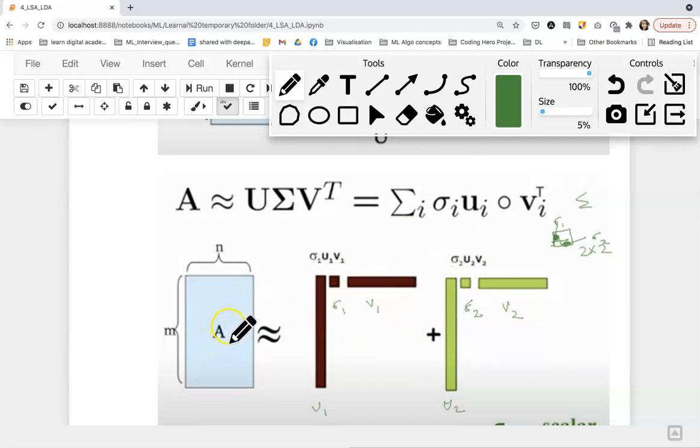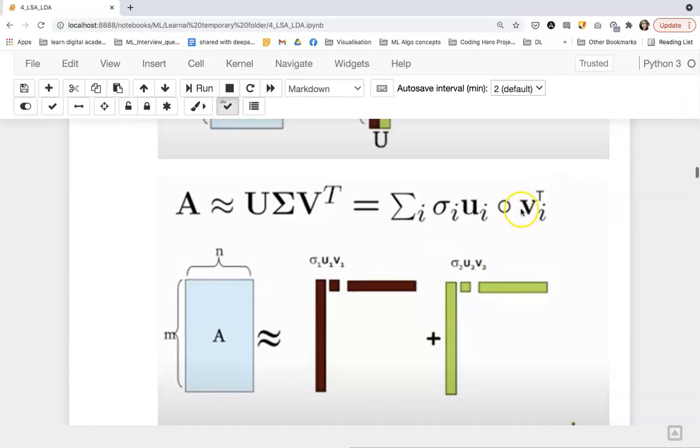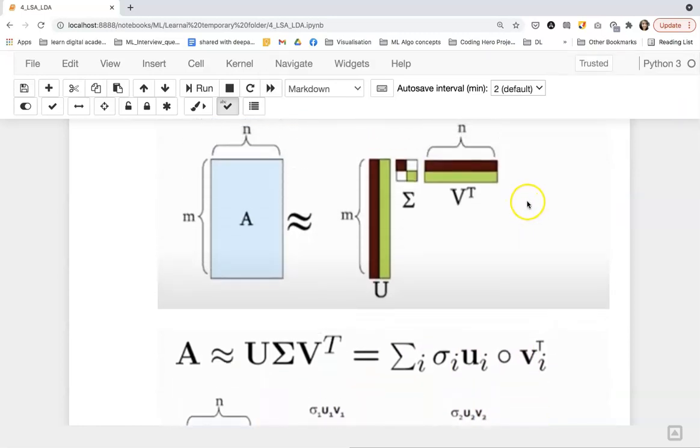We can decompose U, sigma and V transpose like this as well. You can compare it from here.